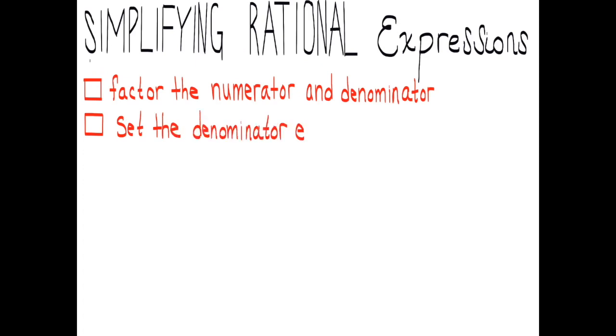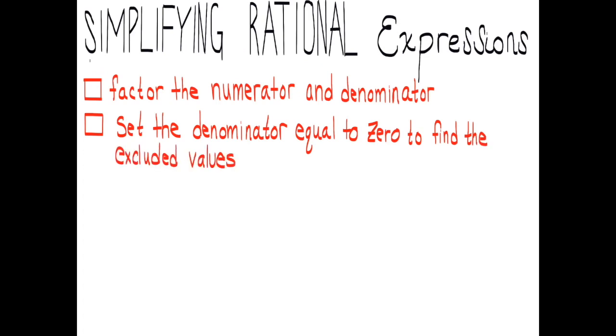We want to figure out where the denominator will be equal to 0, because we're not allowed to divide by 0. Those are called the excluded values. And then we're just going to simplify by crossing out any big ones. So we're going to take a look at 3 different examples.